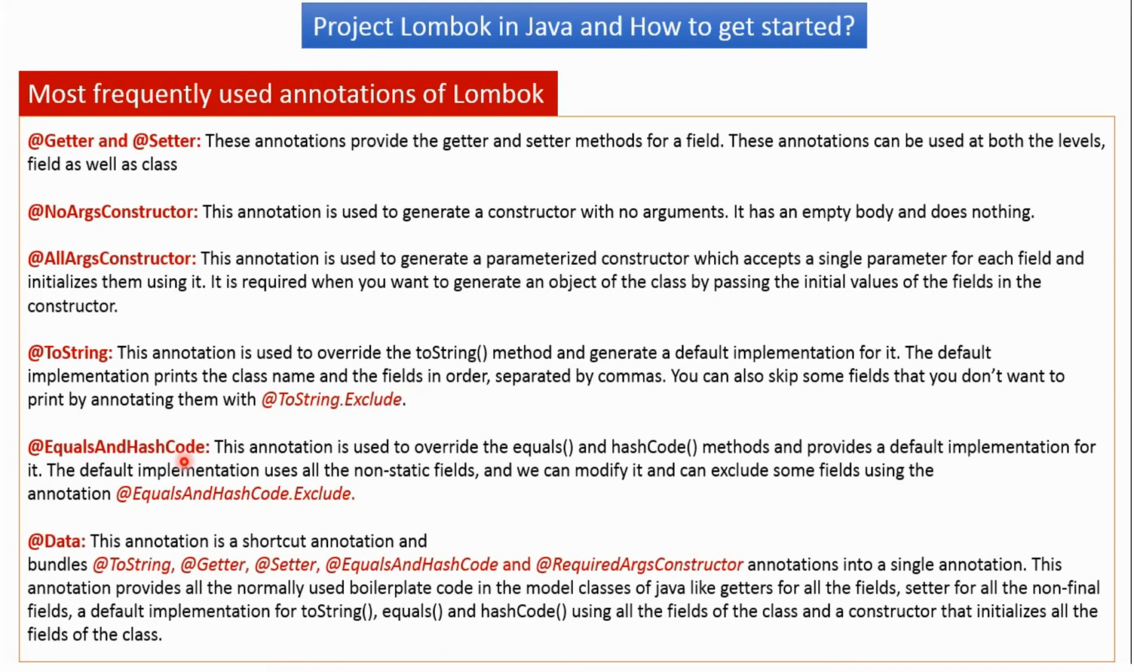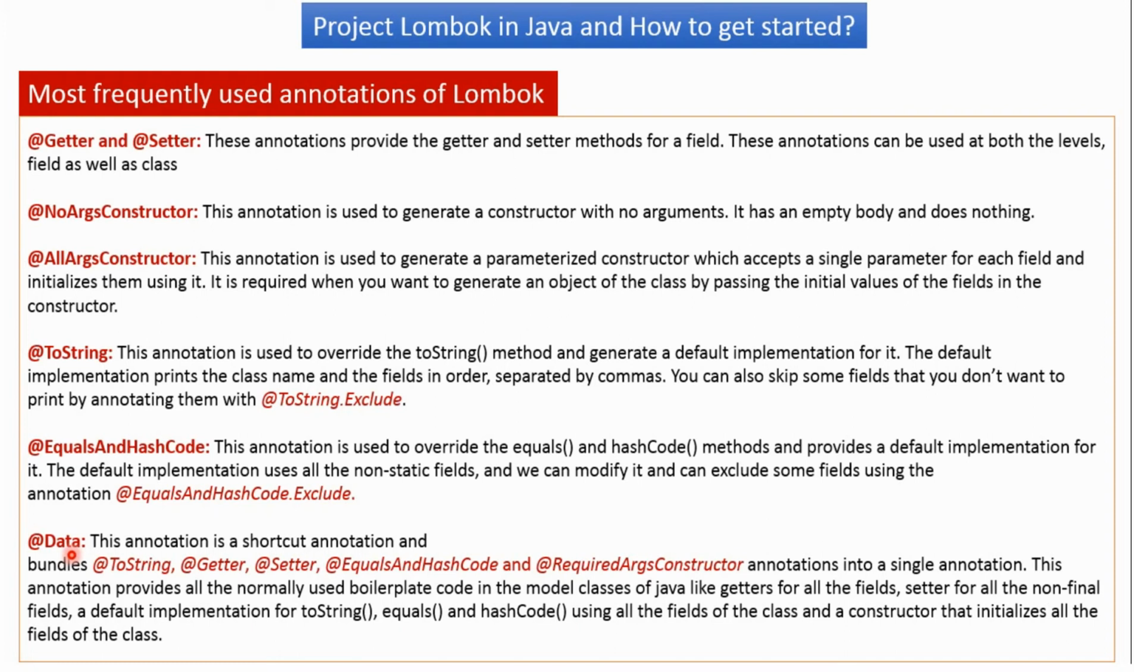Fifth one is EqualsAndHashCode, and this annotation is used to override equals and hashCode methods and provide default implementation for equals and hashCode methods. The default implementation uses all non-static fields, and we can modify it. If you want to exclude some fields, then we have to use the annotation EqualsAndHashCode.Exclude.